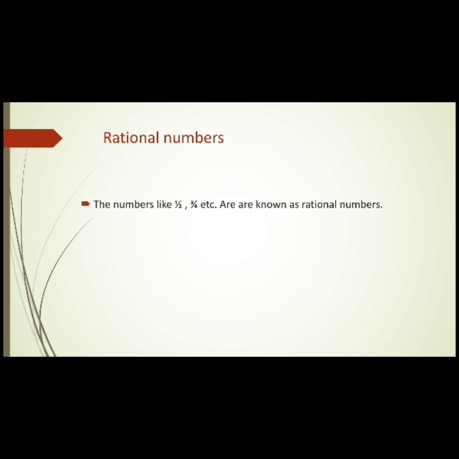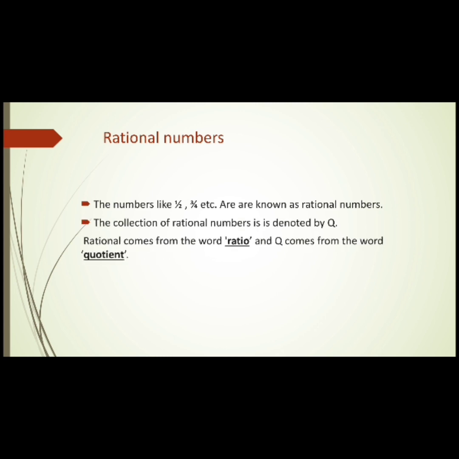Any number which is of the form of a fraction, like 1 by 2, 3 by 4, etc., these all are known as rational numbers. Now, the collection of rational numbers is denoted by capital Q. From where did the rational number word come? What is the meaning of rational? Now let us study this. Rational comes from the word ratio. That means any number in the form of a ratio is known as a rational number, and capital Q comes from the word quotient.